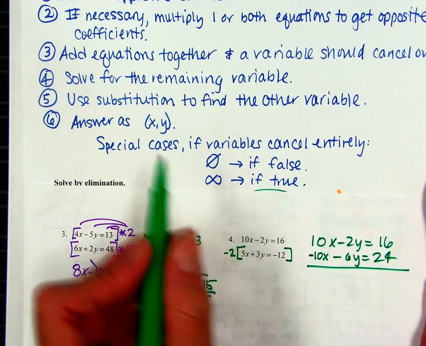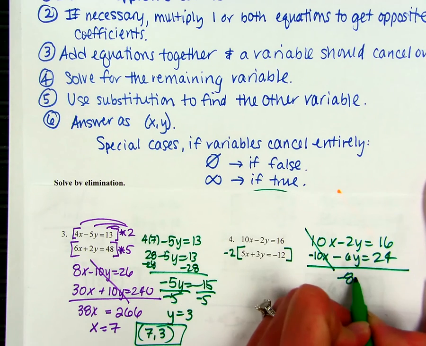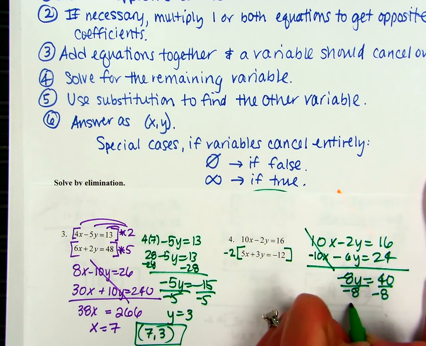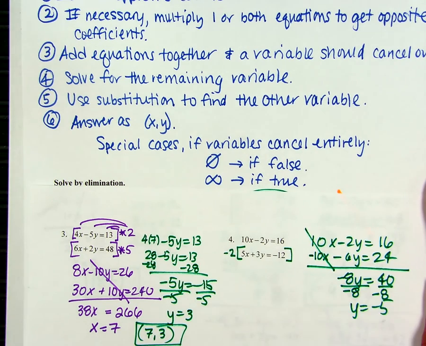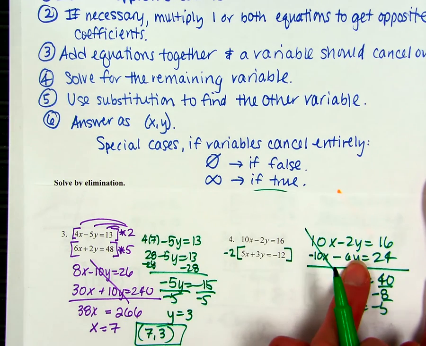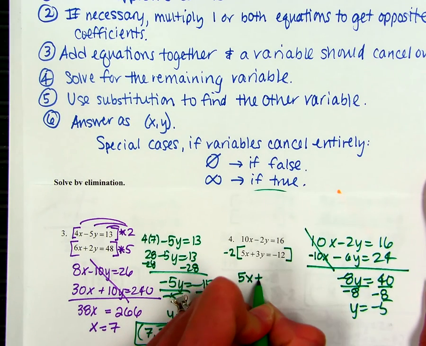Now we get our opposite coefficients. So add the 2 equations together, I get negative 8y equals 40. And if I divide by negative 8, I get negative 5. And then at this point, you can either substitute the negative 5 into this equation, or the new one that you have. So pick any one. I'll just go with this one because it has the smallest numbers.